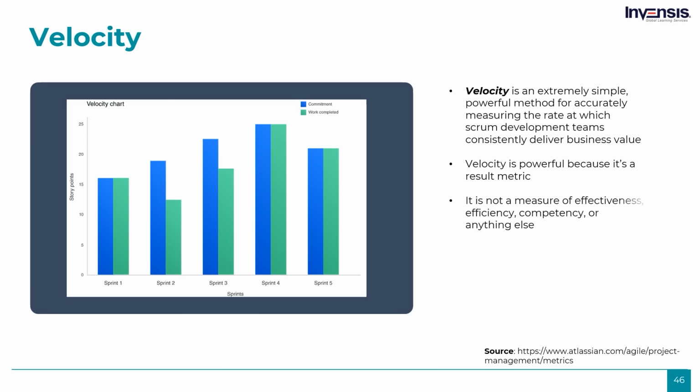While velocity is an important metric, it cannot be used as a measure of competence or performance of the Agile team. Be careful not to compare velocity across teams because each team's velocity is unique.